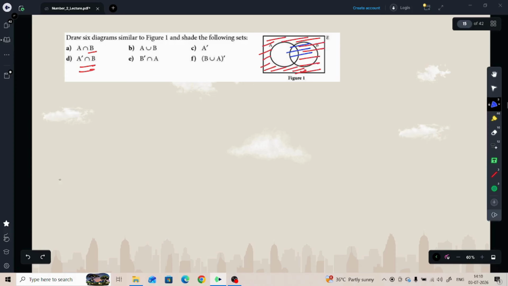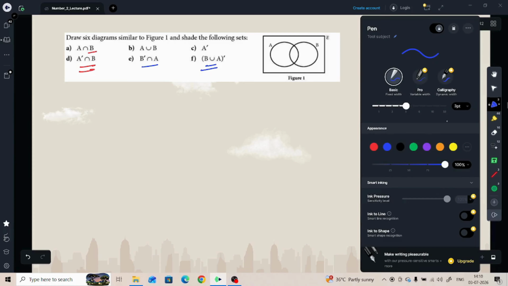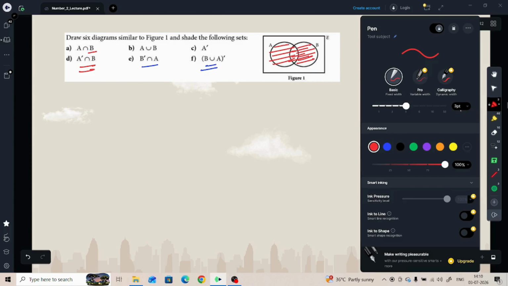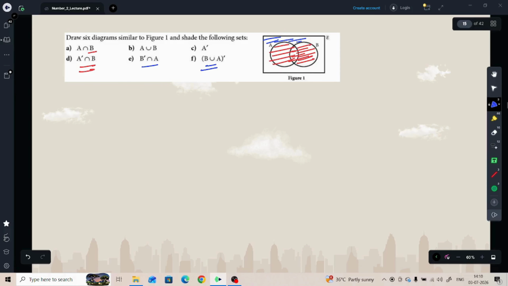Fine. Let's move on. The last one is B union A complement. Now let's talk about that. So first is B union A. B union A will consist of all of this, and then we need to take its complement. So leaving this A union B part, we'll be shading everything. So this blue region will be your answer for this question.